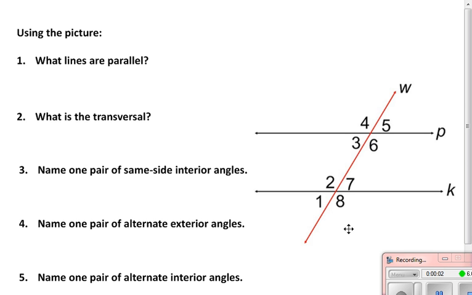So now that we have all of those definitions, we need to take a minute to really look at them and make sure we understand them. So when we look at this picture, right here, we want to decide what lines are parallel. When we're looking at parallel lines, typically we're going to see those nice little triangles, little arrows, and so we know that P is parallel to K.